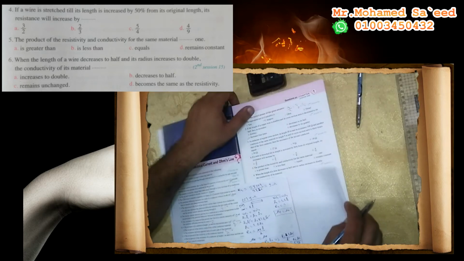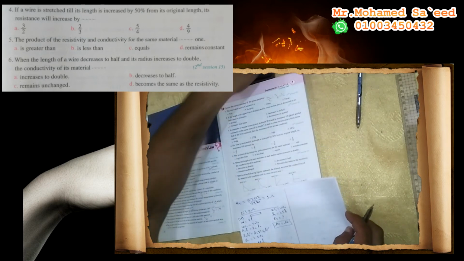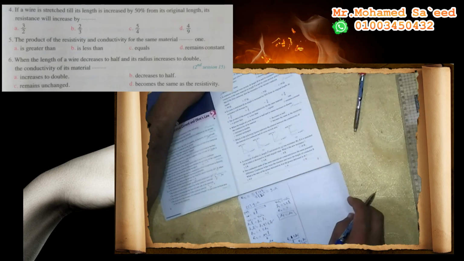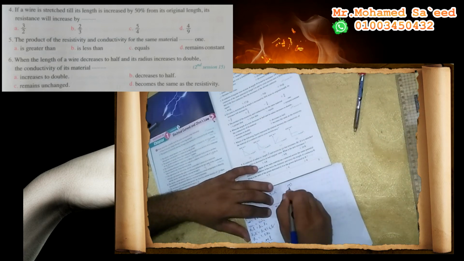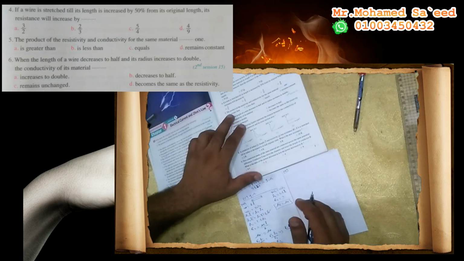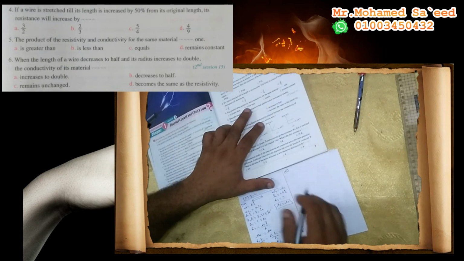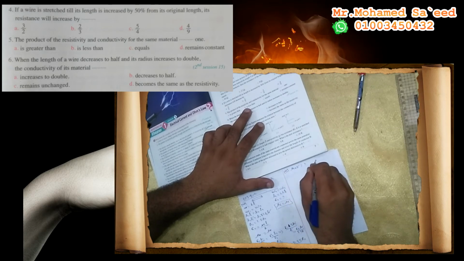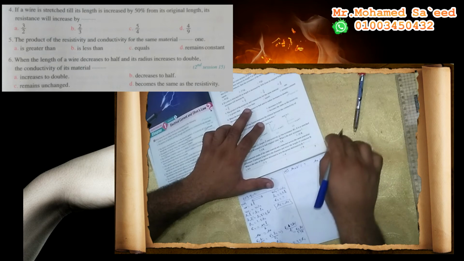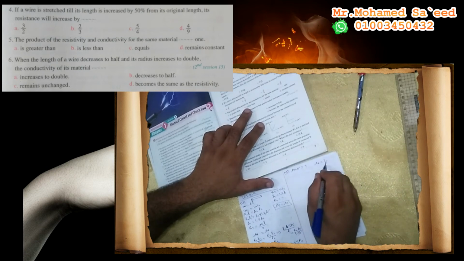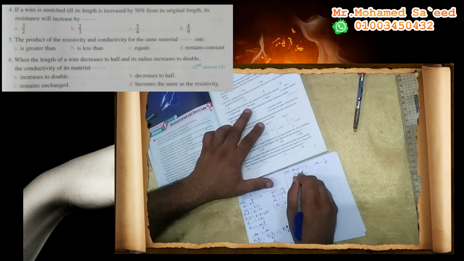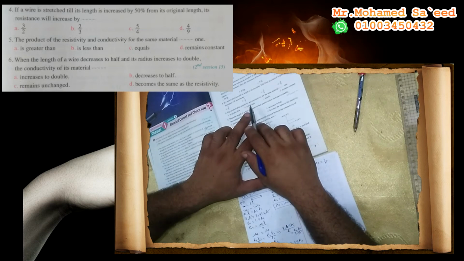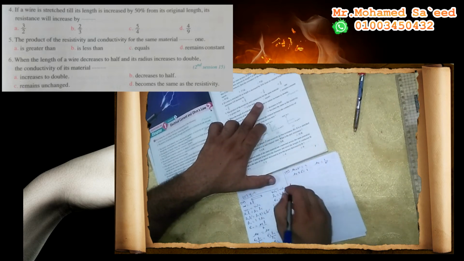Okay, question number 5. Says that the product of resistivity and conductivity, rho E times sigma, equals what? We have learned before rho E equals reciprocal of conductivity. So rho E times sigma equals 1. For the same material, it equals 1. The true answer is C, 1.